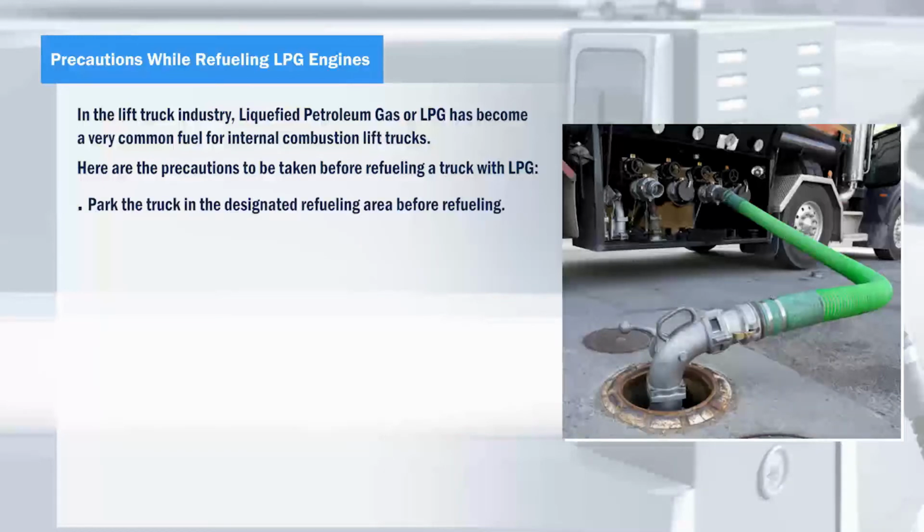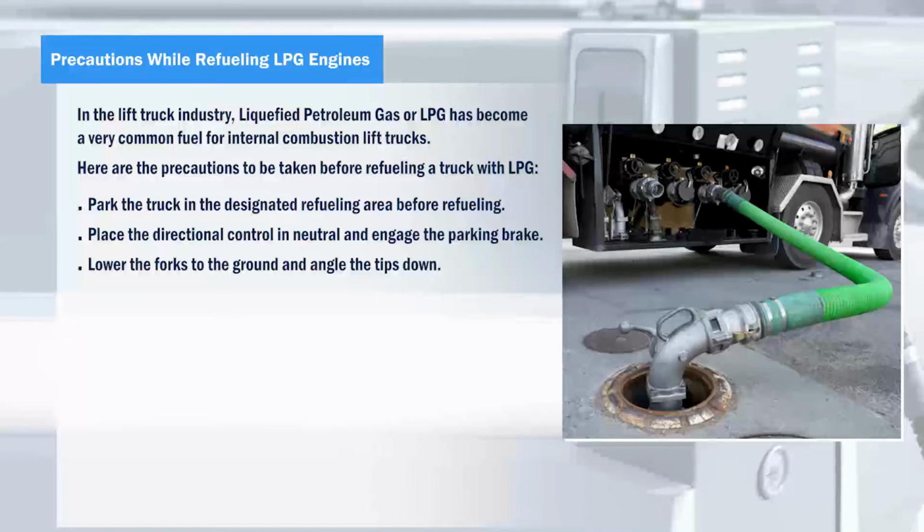Park the truck in the designated refueling area before refueling. Place the directional control in neutral and engage the parking brake. Lower the forks to the ground and angle the tips down. Leave the engine running. Close the service valve mounted on the LP bottle.